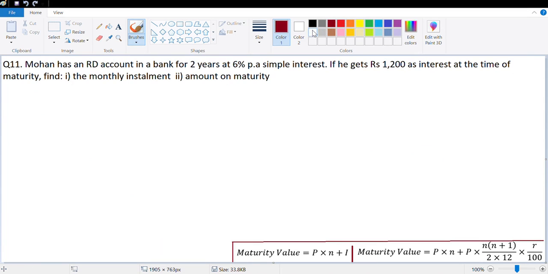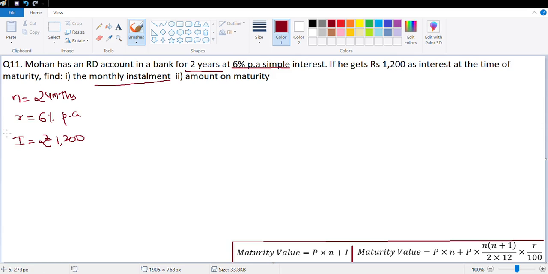Mohan has an RD account bank for 2 years. So N is equal to 2 years, which is 24 months. 6% simple interest, so R is 6% per annum. 1200 as interest, so I is equal to rupees 1200. Time of maturity, find the monthly installment.